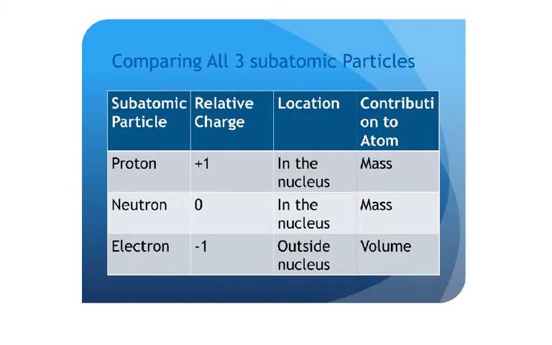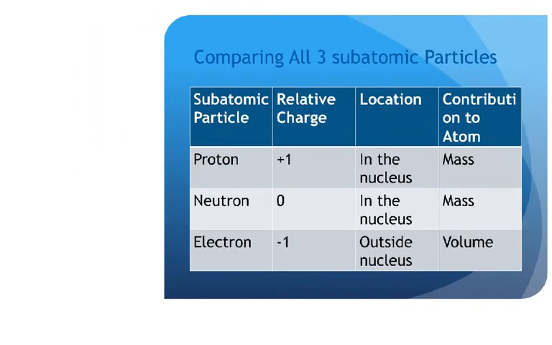By now, you should have a general idea of protons, neutrons, and electrons. I would like you to note the relative charge that each one contributes, the location, as well as what their contribution to the atom is. Before we move on, it'll be a good idea to have a basic understanding of how we can determine the number of protons, neutrons, and electrons. So, let's start with a proton.